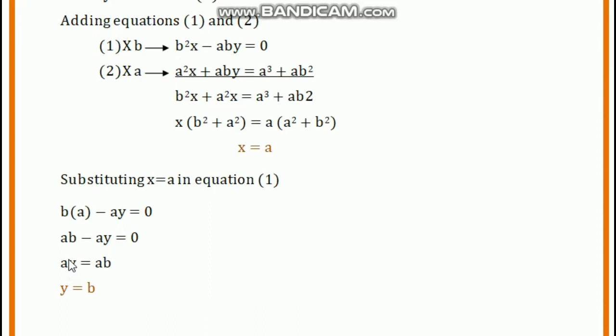So here, except y, our remaining a is there. This transpose to right hand side. So y equal to ab divided by a. So a will be cancelled. Then y equal to b. So we found the solutions a and b.